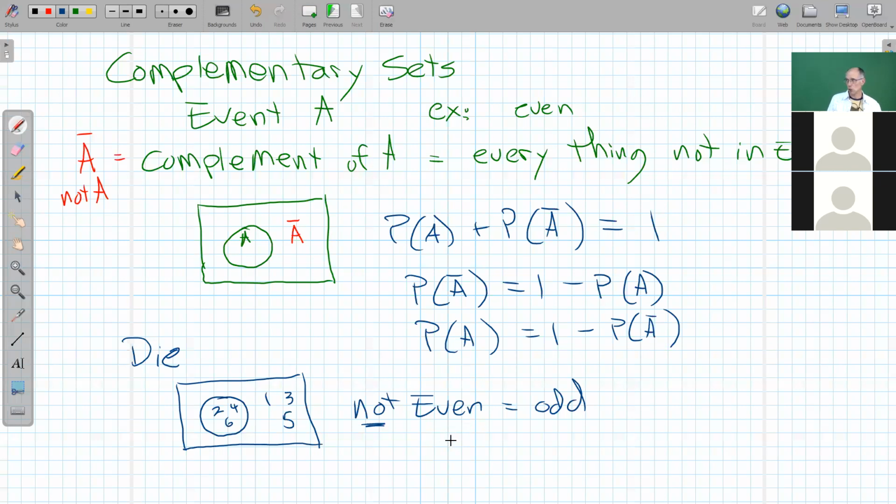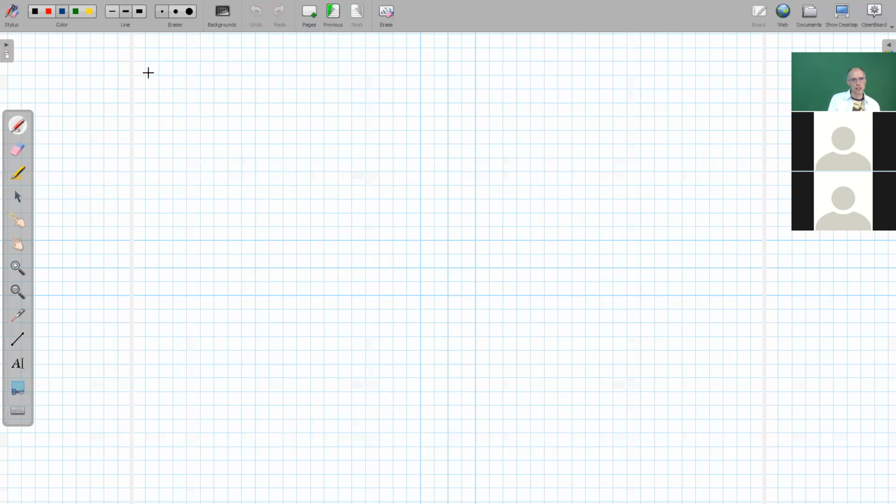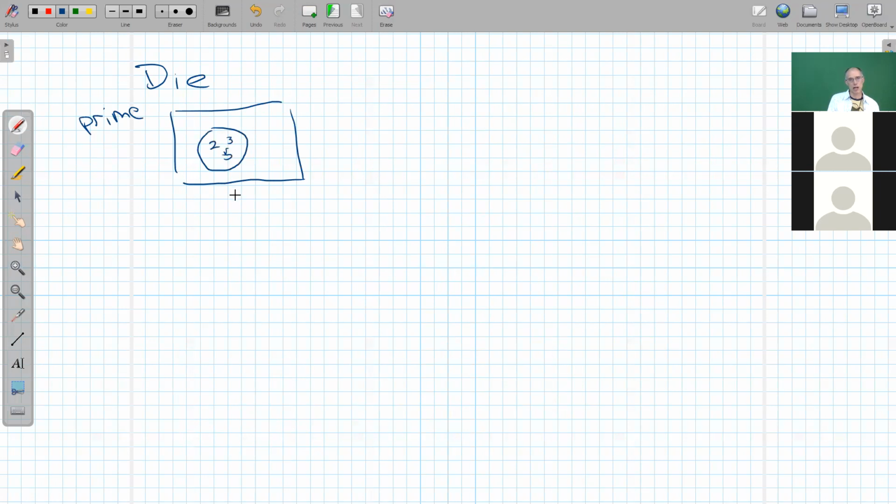But we don't always have a word for not something. A simple example when we don't have a word for not something is, let's think about the dice again. And suppose we look at prime numbers. And so in here I have my primes, which are 2, 3, and 5. And so let's suppose that's my event A. So A is being a prime number. What is not A? Well, not A is just not prime. Do we have a name for not prime? What do you think? Like not even is odd. Did we ever come up with a word for not prime?